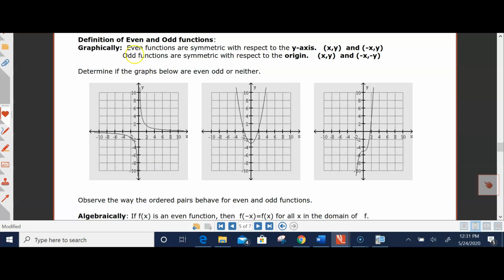So an even function has its symmetry with respect to the y-axis. So you look at the y-axis and see if you have symmetry across the y-axis. Then it would be an even function. Odd functions are symmetric with respect to the origin. That means across the origin, you have symmetry if you look across the origin.